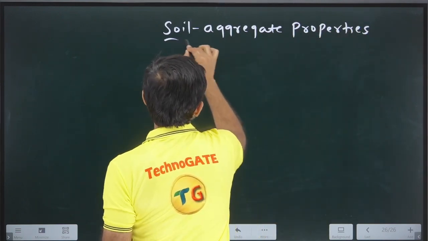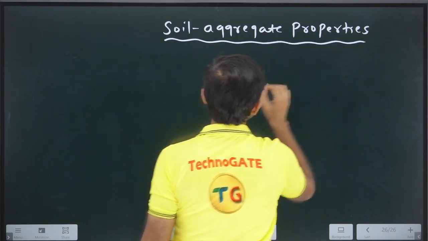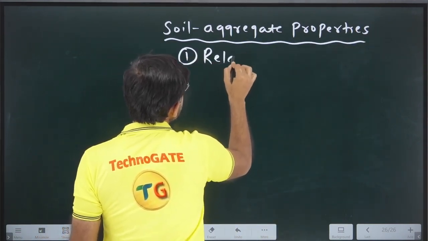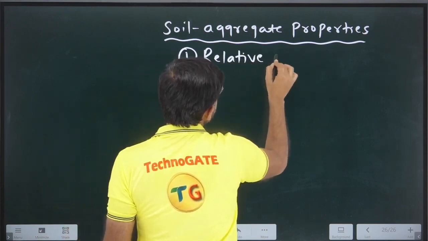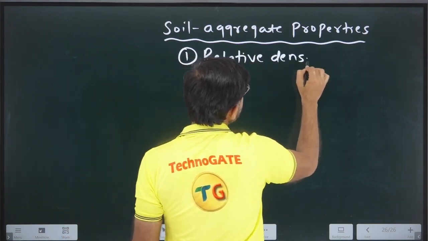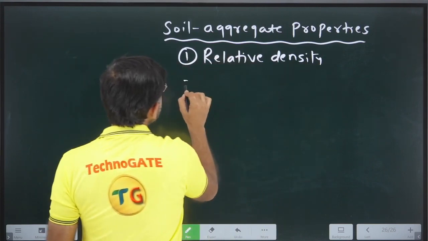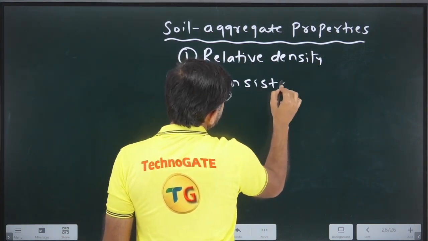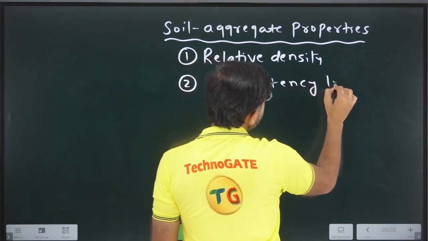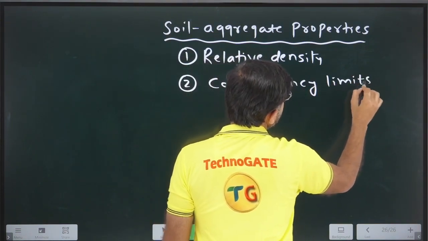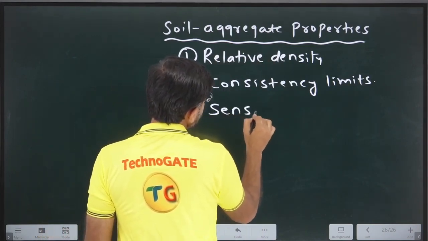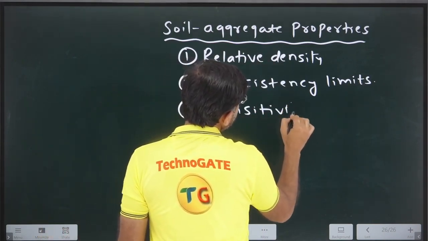What are the properties which will be dealt with under this chapter, this topic? The first we'll be dealing with is known as relative density. The second is consistency limits. The third one will be the sensitivity of the soil.